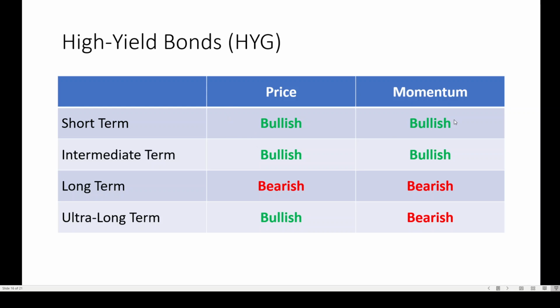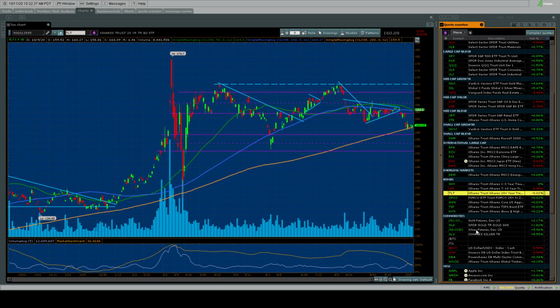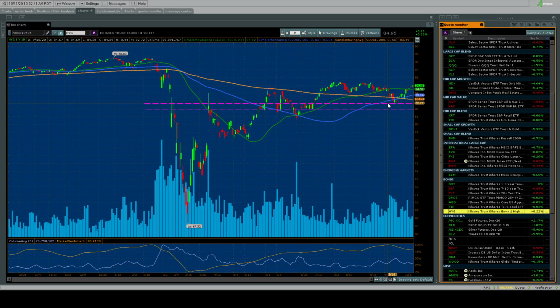Again, here we go, a flip on the short and intermediate term to bullish. Again, suggesting that what we're seeing, all this last week is bullish, bullish, bullish on economic growth, bullish on stimulus, bullish on the future of the economy. Now, on the long term, high yield bonds are still bearish on their signals. Let's take a look at what's going on in HYG. Where are you, HYG? Should be right there. It is.